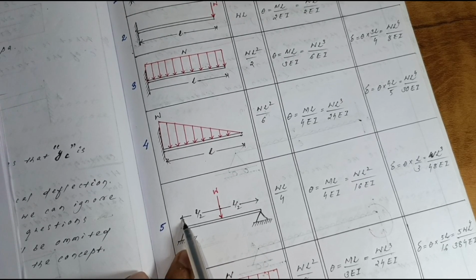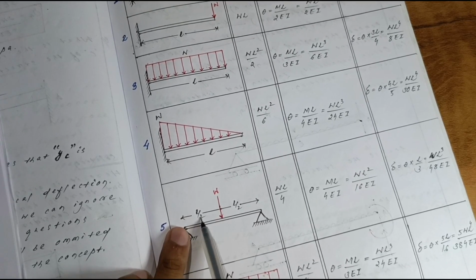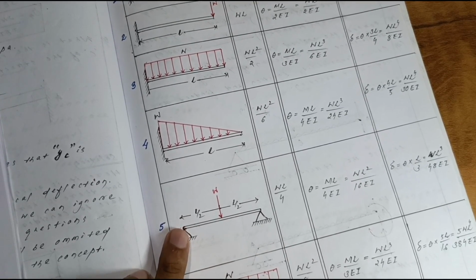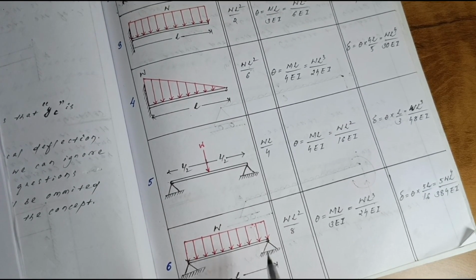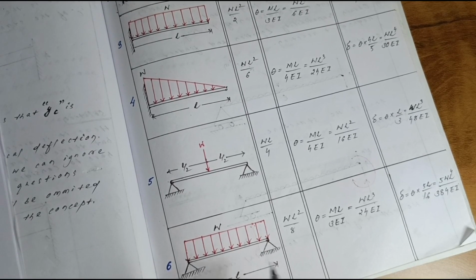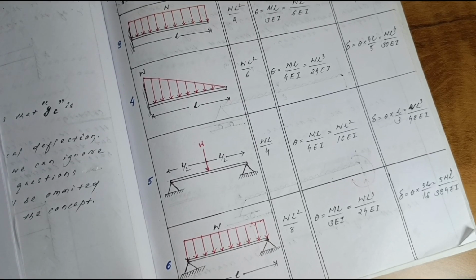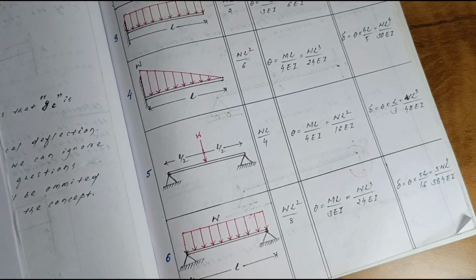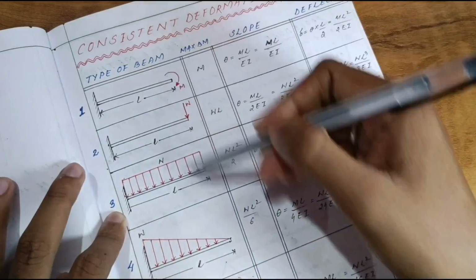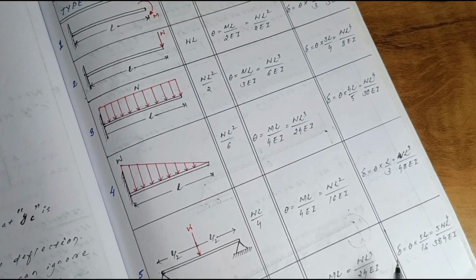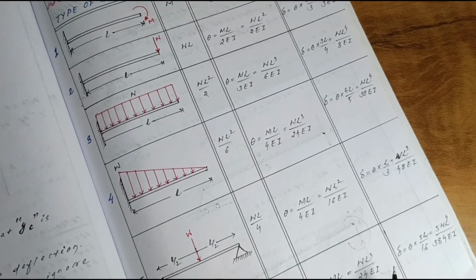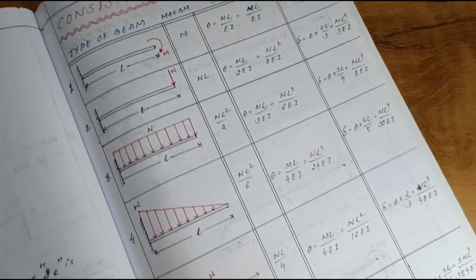The length between this point and this point is L by 2, and this point and this point is L by 2. In the sixth situation, we have a simply supported beam and a uniformly distributed load is applied throughout the beam, and the length of the beam is capital L. You have to remember all of the 6 situations serially. We will discuss all of the situations one by one.